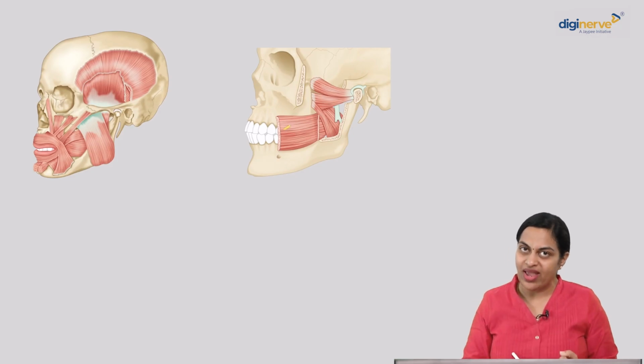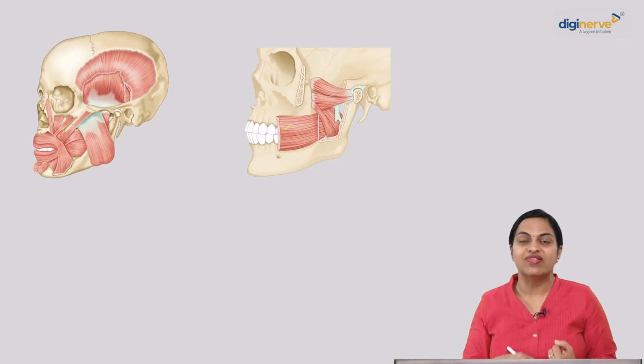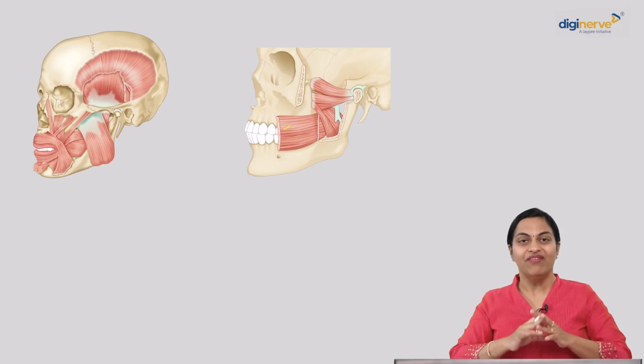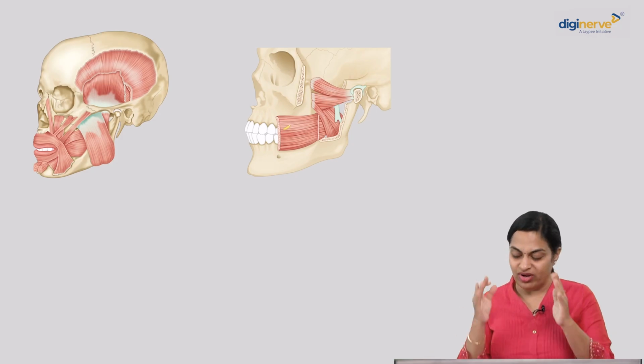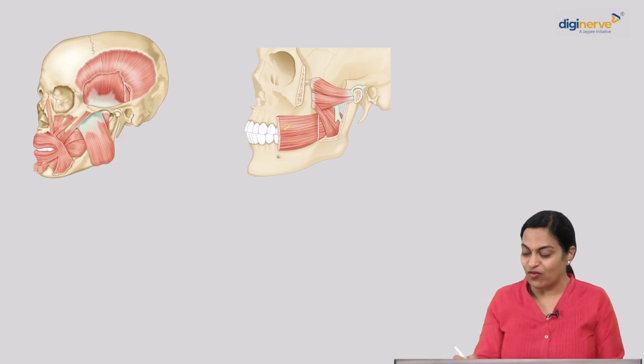You should know their names. You should be able to identify those muscles in the image, attachments, action, nerve supply, everything about it is important. Come on, let's look into the concepts. So what are the muscles of mastication?